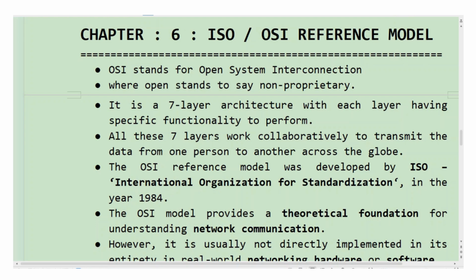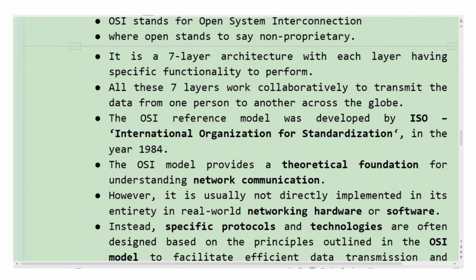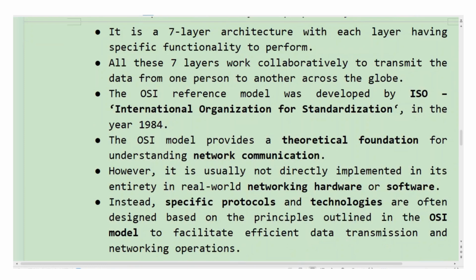Here is the diagram of the OSI reference model. First, application layer, second, presentation layer, third, session layer, fourth, transport layer, network layer, data link layer, and physical layer. Total 7 layers. OSI model from the sender's point: application, presentation, session, transport, network, data link, and physical. OSI model from the receiver's point: physical, data link, network, transport, session, presentation, application.